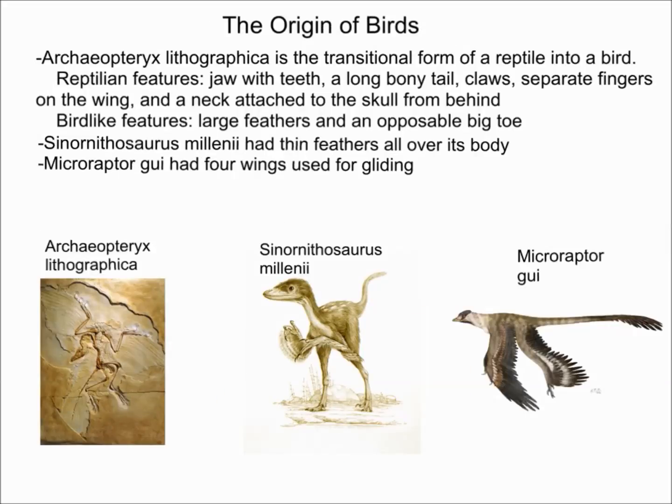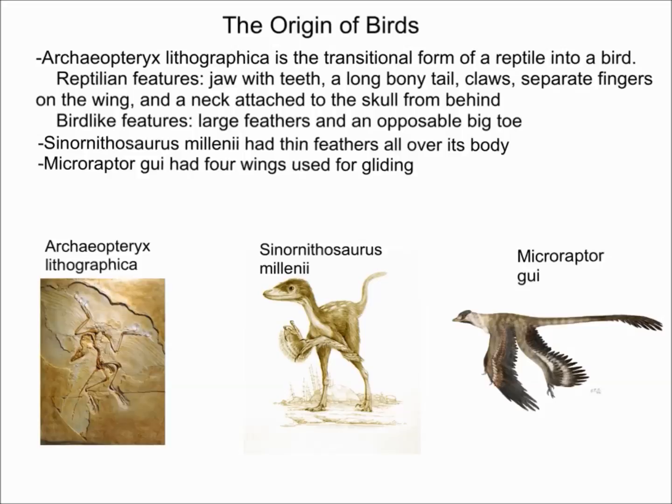Now I will be talking about the origin of birds. Archaeopteryx lithographica, which is the first image on the bottom, is a transitional form of a reptile into a bird. It had features seen in reptiles, such as a jaw with teeth, a long bony tail, claws, separate fingers on the wing, and a neck attached to the skull from behind, rather than below. Its bird-like features included large feathers and an opposable big toe.